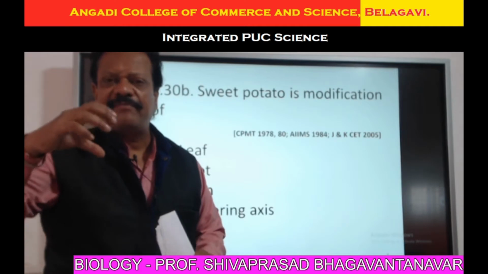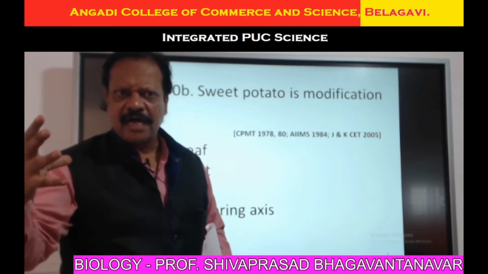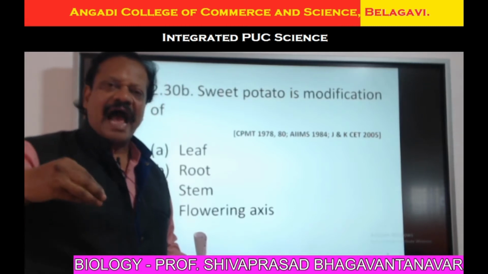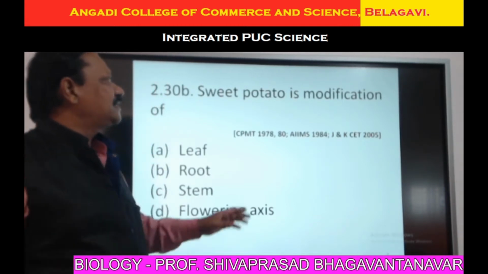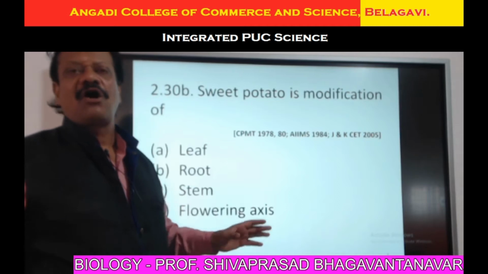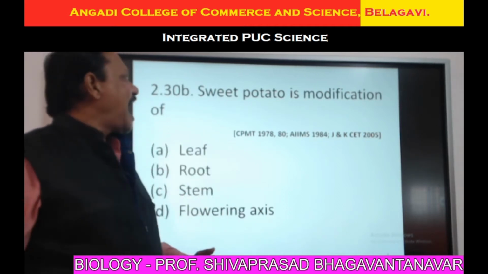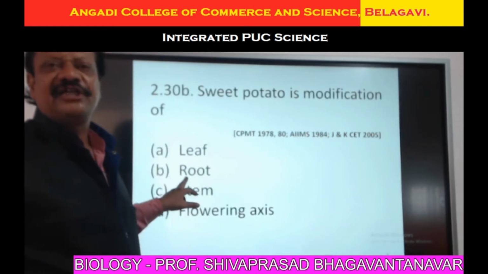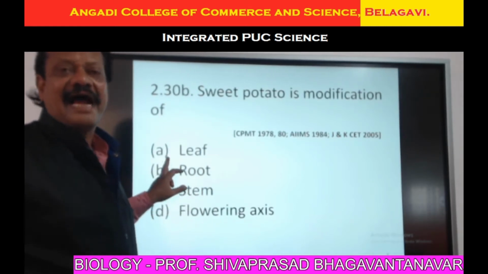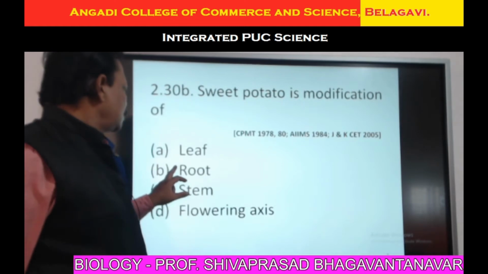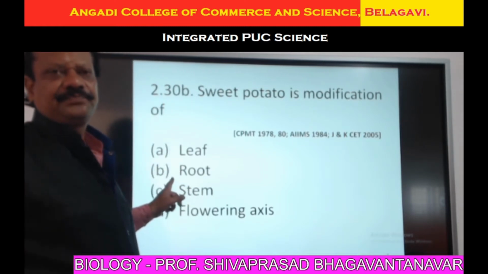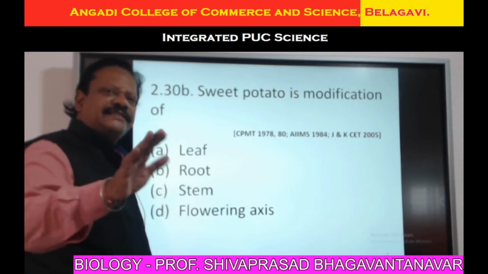The root tips will become bulbous, and in these bulbs the food material is stored, and then we are calling such a type of tubers as sweet potatoes. Here it is a modification of root, that is adventitious root. So option B is the right answer here. We will move to the next slide.